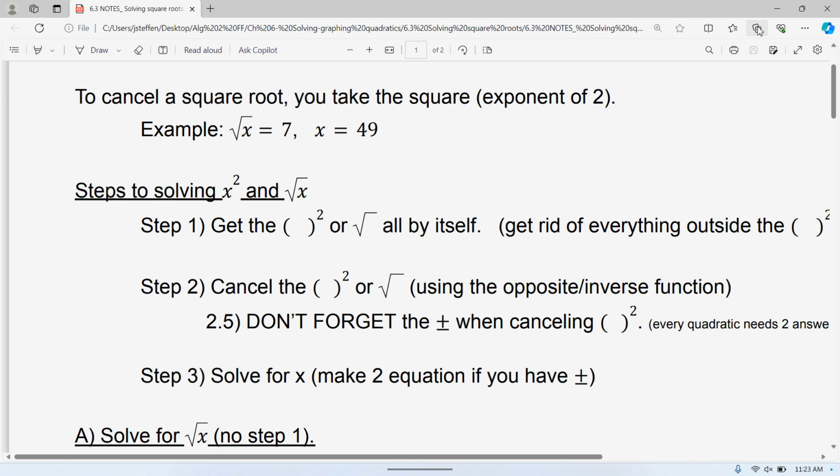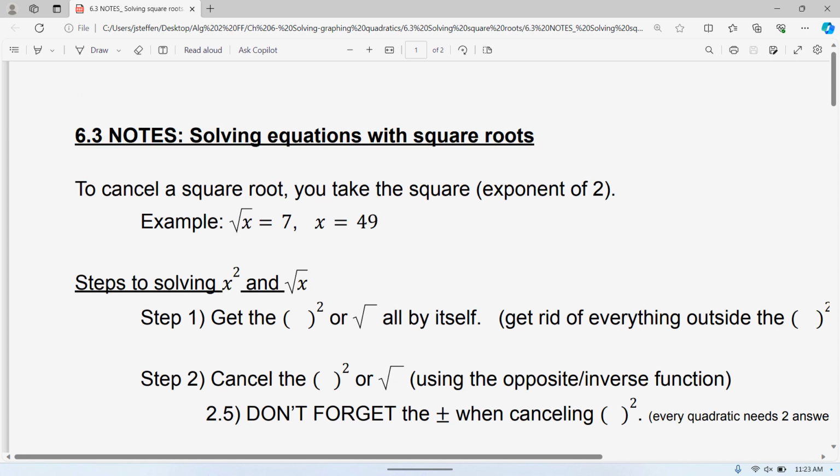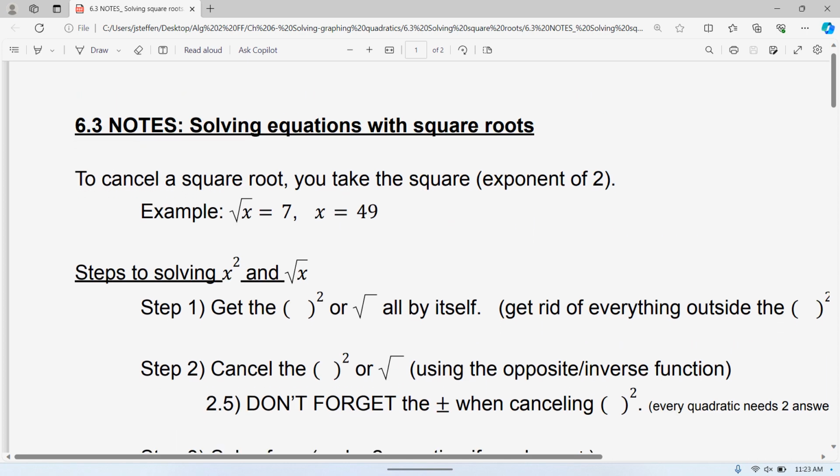So the biggest punchline of today, and I'm hoping you guys know this, is that to cancel out a square root, you need the exponent of 2. To cancel out a square root, you need a square. So hopefully this makes sense without even doing any algebra: if the square root of some number is 7, hopefully you all know that number is 49. The square root of 49 is 7. Most of you guys really wouldn't have to think about that.